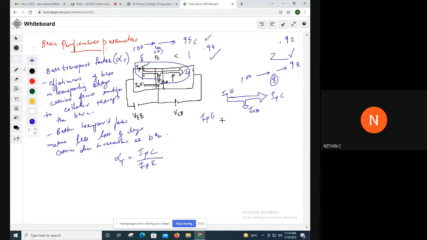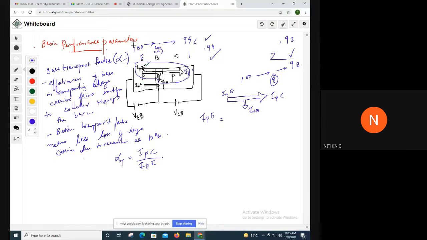So IPE can be represented as... You are studying current, how do you represent current loss? IPE can be written as, how can you write IPE in terms of IPC and IRB? Yes, IRB plus IPC. IPE is the source current that is being split into IRB and IPC.